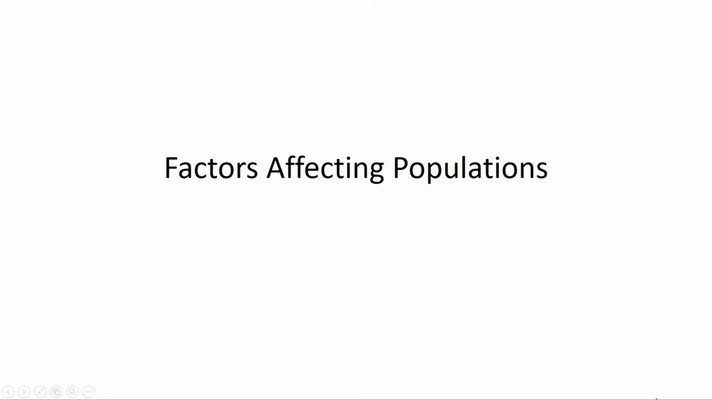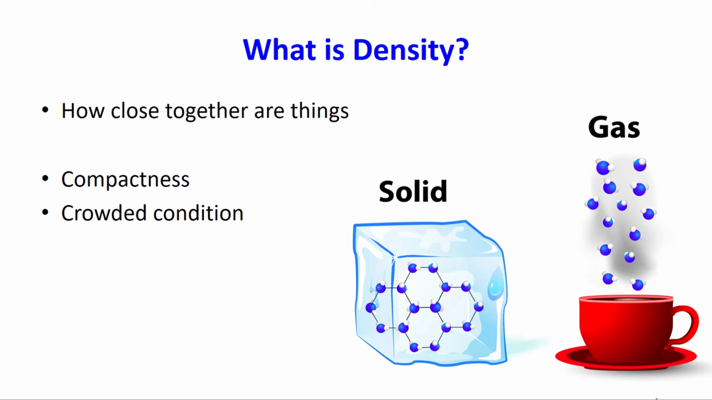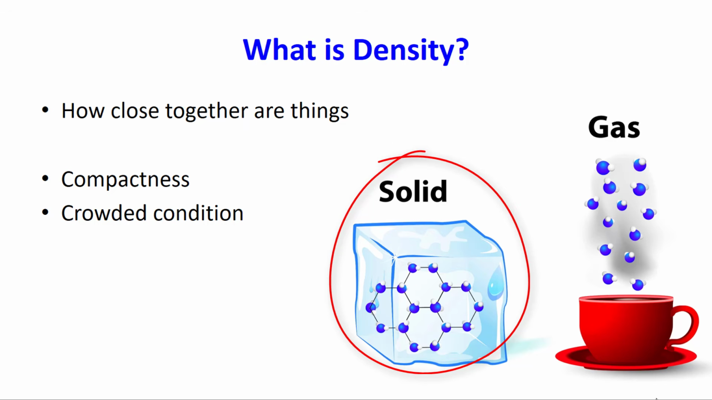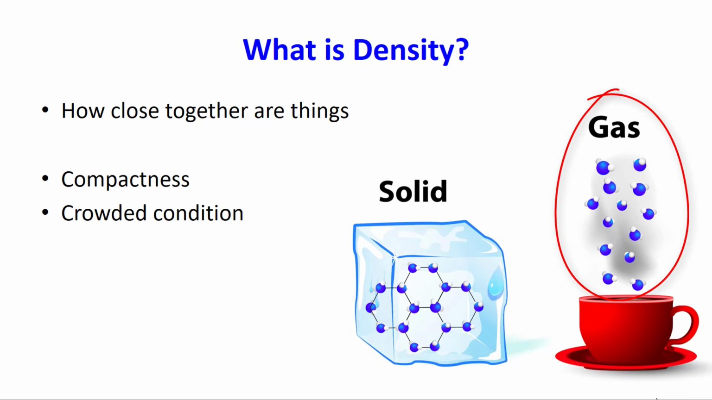Let's discuss the factors that affect population sizes. So you need to know a couple things. The first one is density, and density is just how close together things are. For example, with solids, the molecules are really close together, and with gases, the molecules are all spread apart. So the closer together, the more dense.